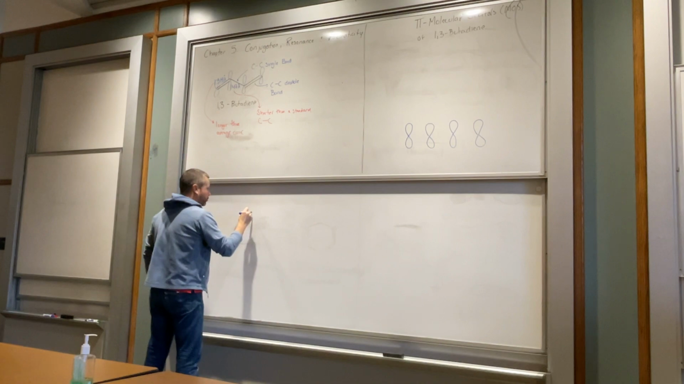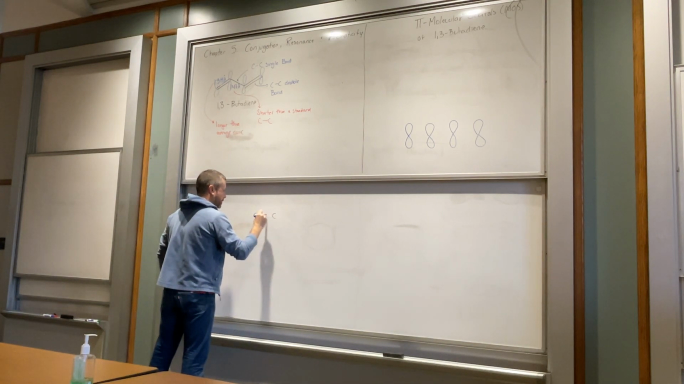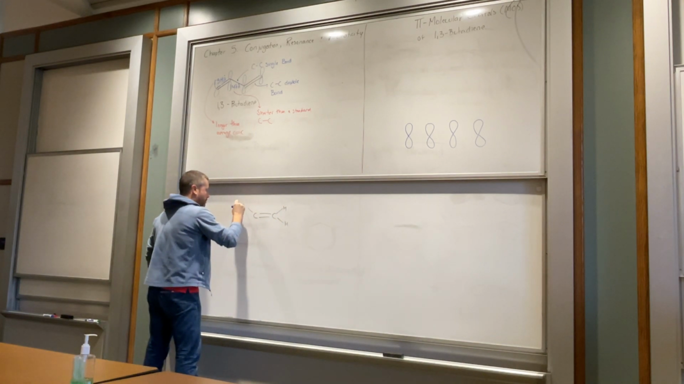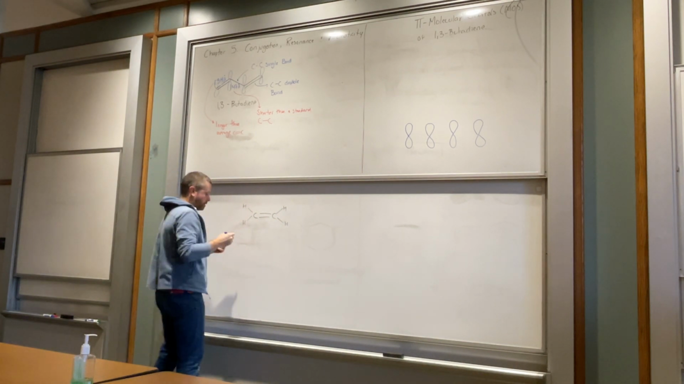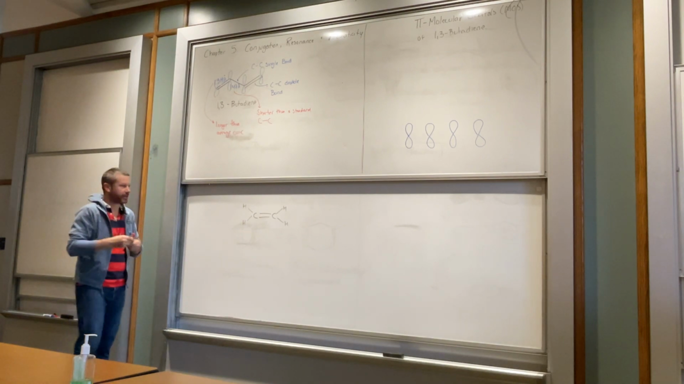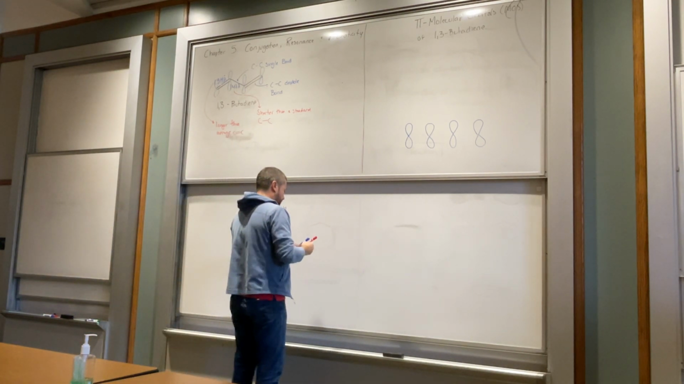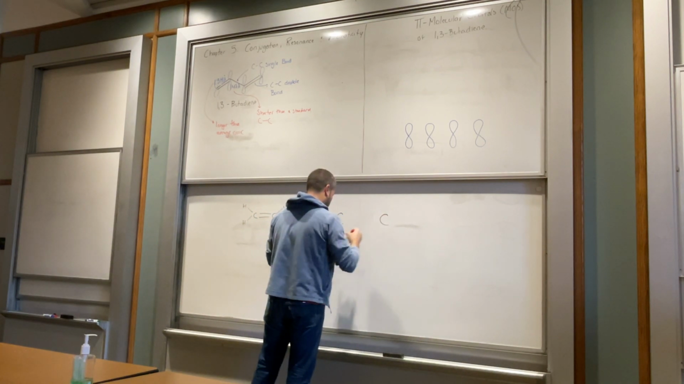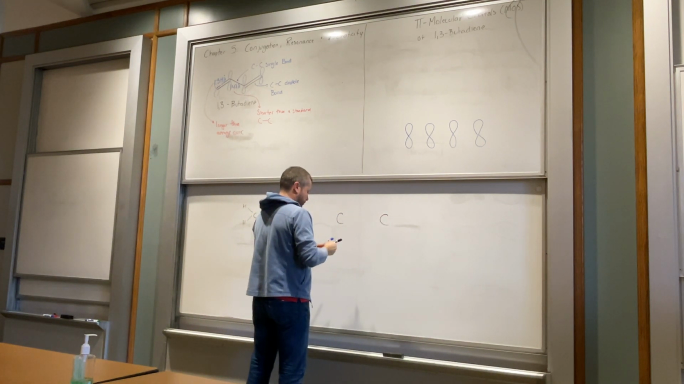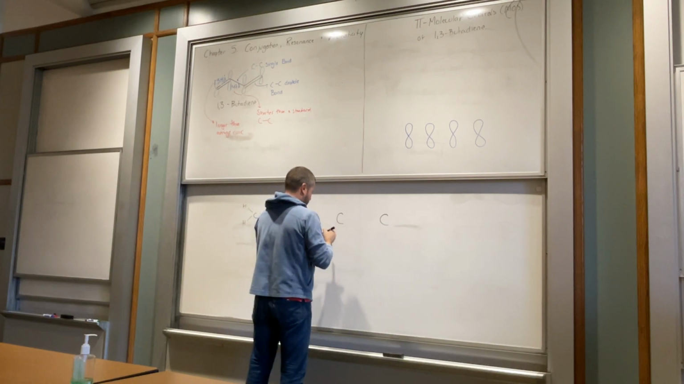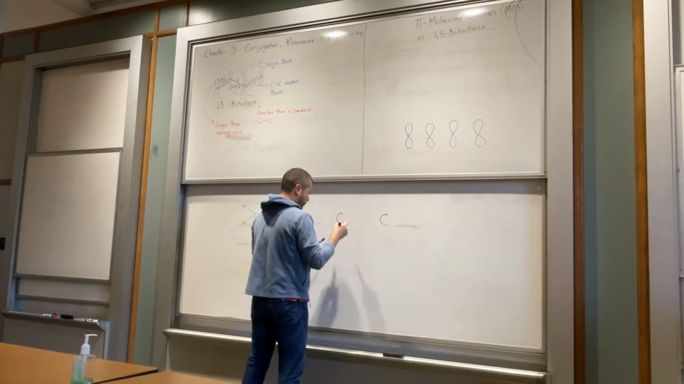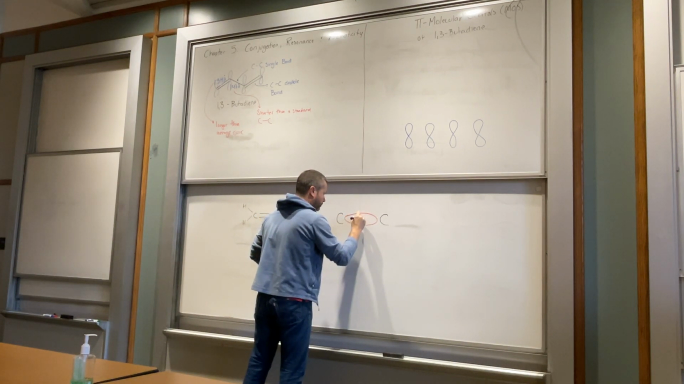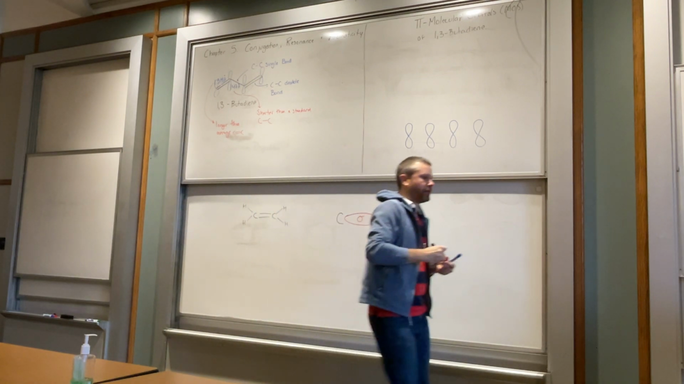If we just take a look at ethene and try to understand this from a molecular orbital perspective, we have our 2 carbons. We have our sigma bonding orbital.